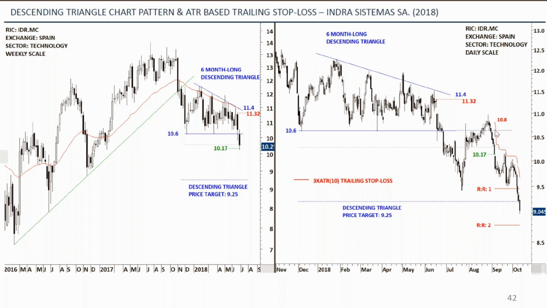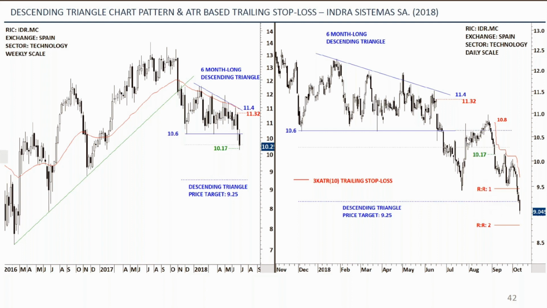For many, it could be a higher level. But I took the same level because we took the same level here as the 3% Edwards and McGee guideline. I'm taking 10.17 here, placing the 3 ATR stop loss at 10.8, again at the same level. This time you're capturing this downward move with the trailing stop loss following the price and giving us a 1.5 risk reward on this chart pattern completion.